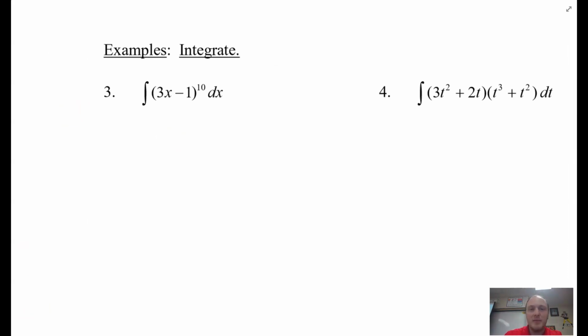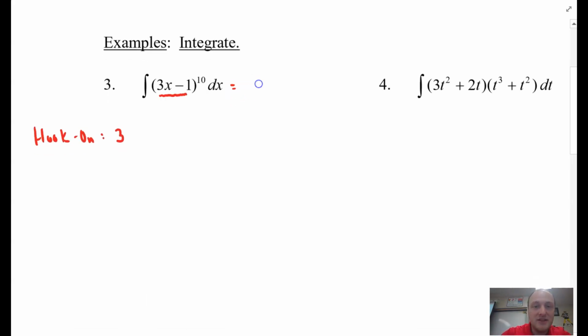All right, so I want to integrate this function. What I'm going to need is the hook on factor from this function. So note, if I was to differentiate this inside, the hook on factor would be 3. Now notice I don't have a value of 3 being multiplied with this function, so I have to introduce it. So I'm going to rewrite this, and I'm going to write right here 3 times (3x minus 1) to the power of 10 dx. So now I can integrate this. But hold on, Schwarber, can you just introduce numbers wherever?